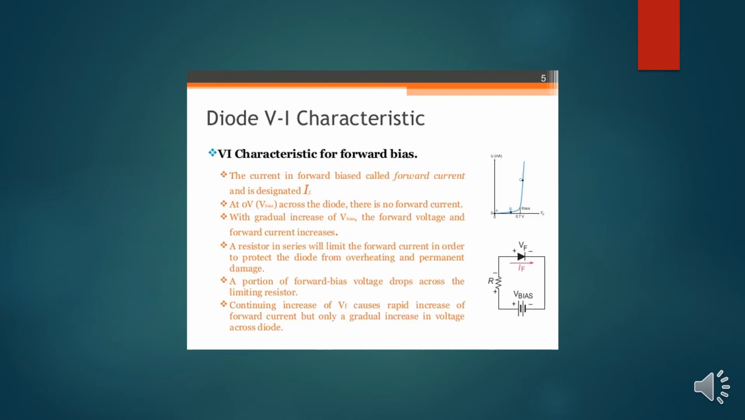The VI characteristic in the forward biased condition. In forward bias, a small current flows up to 0.7 volt. This is the knee voltage, and as we increase the bias voltage, the current also increases. That is the VI characteristics in forward bias, and this is the forward biased circuit.